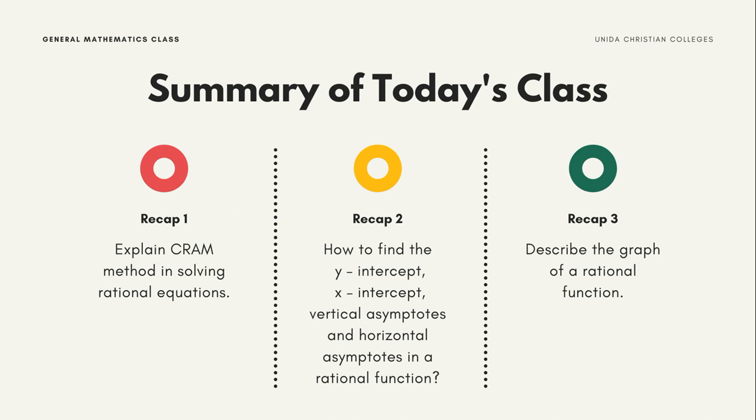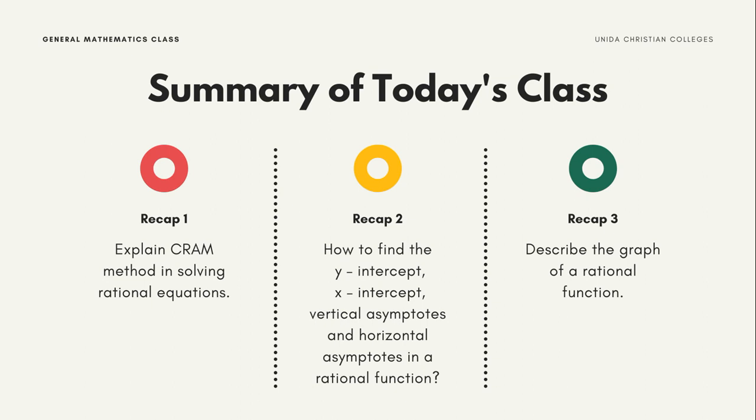Okay, so recap number 2, how to find the Y-intercept, the X intercept. Again, if we will be finding Y-intercept, we will let X be equal to 0. If you are solving for X-intercept, we will let Y be equal to 0. If you are solving for vertical asymptote, we will let our denominator be equal to 0. And horizontal asymptote have 3 rules. If your numerator is less than your denominator, then Y will be equal to 0. If your numerator is equal to the denominator, then Y is equal to the leading coefficient. And last, if the numerator is greater than the denominator, Y will be equal to none.